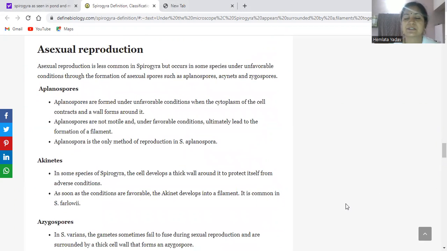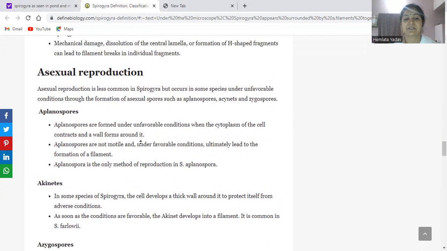What are aplanospores? Under unfavorable conditions, the cytoplasm of the cell contracts and a wall forms around it. Aplanospores are non-motile spores that, under favorable conditions, ultimately form a filament. Aplanospores are the only method of reproduction in some species. Akinetes: in some species of Spirogyra, the cell develops a thick wall around itself to protect itself from adverse conditions.